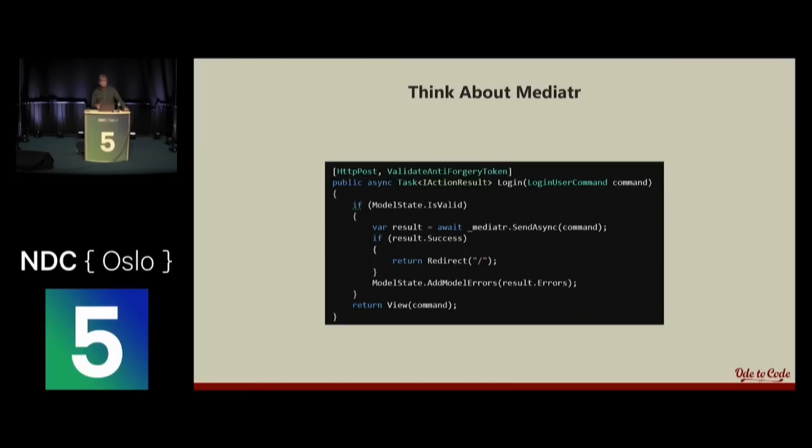So the good news is it adds a layer of indirection. The bad news is it adds a layer of indirection. So some projects, you don't need an additional layer of indirection. And in fact, it's really quite annoying to go into an MVC action and see mediator.sendAsync, now I have to go find where that happened.